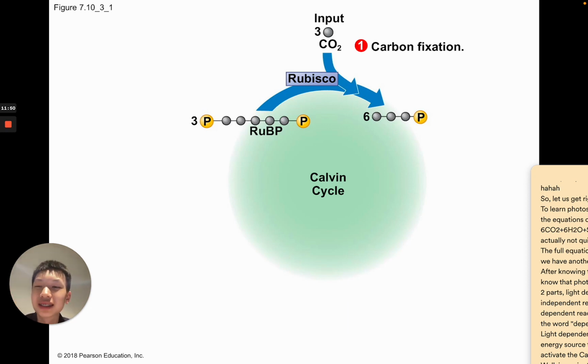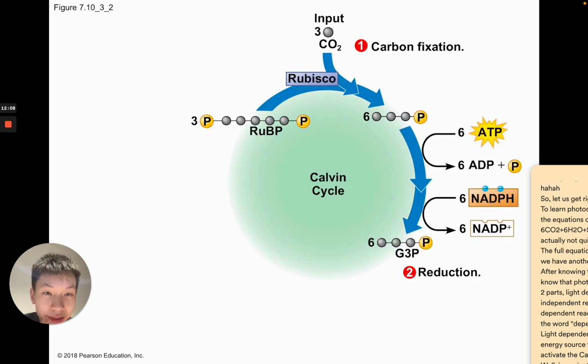And carbon dioxide, CO2, has 2 oxygen atoms and 1 carbon atom, which is only 1 carbon. 5 carbons plus 1 carbon makes 6. When they combine, boom, they split into 3-carbon molecules. And since they are 3-carbon molecules, G3P has 3 carbons too. No, this is not the same as G3P.